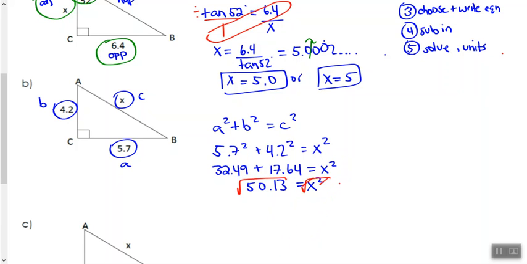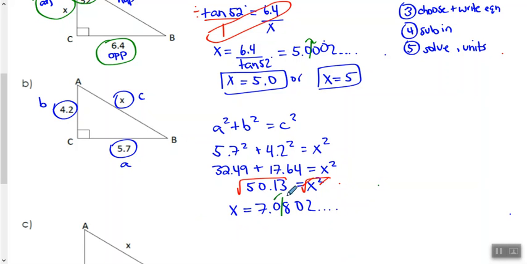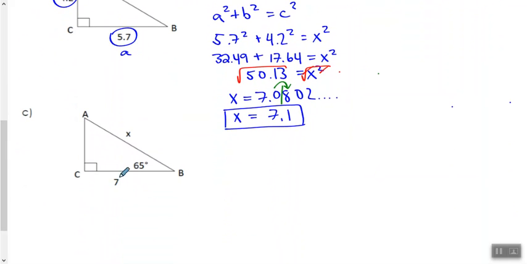So square rooting gets rid of that squared, and we get x equals 7.0802, and so on, to 1 decimal place. Stopping there, take a peek over the wall. I'm going to have to round that 0 up to a 1. So x equals 7.1, and you would put units, but there are no units for this one. So 7.1. Okay.